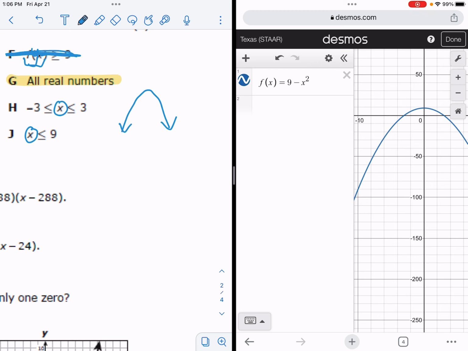Okay, and so as it's going down, it's also going to the left and it's going to the right forever. And so sometimes we say negative infinity to positive infinity, but most of the time they're just going to call that all real numbers, everything.